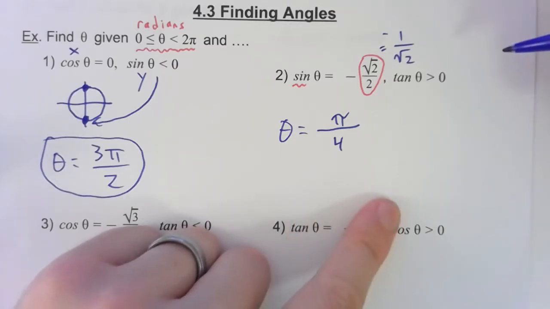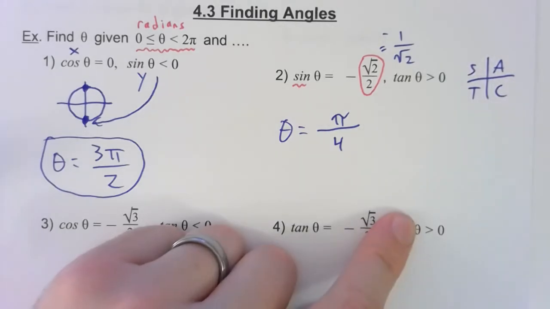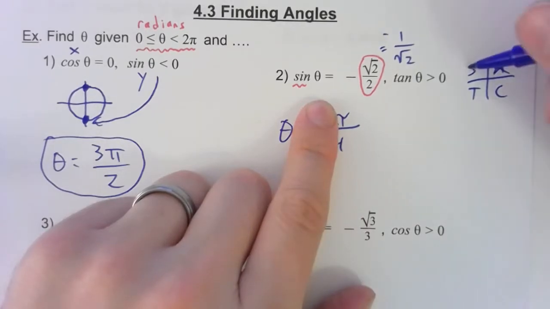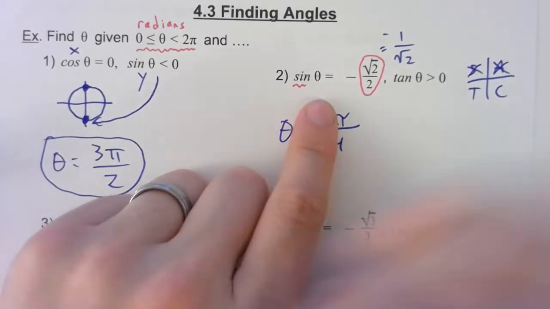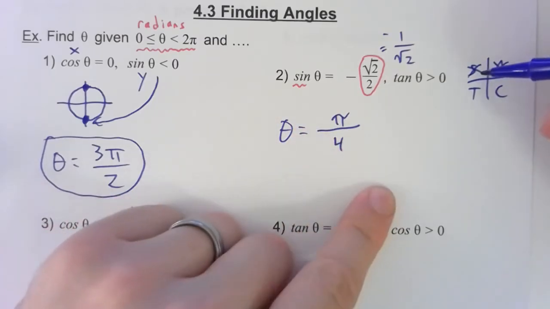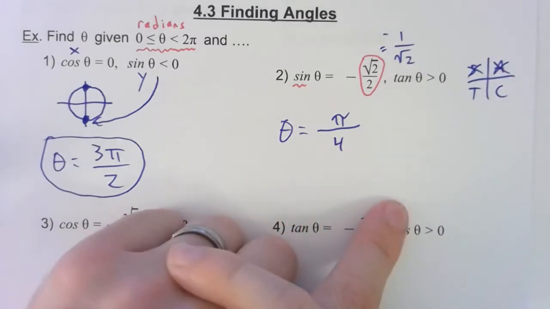Okay, so now we need to do a little bit of detective work. So back to ASTC, again, probably 1,000 times in this class. Well, we know sine should be negative, so let's eliminate the first and the second quadrants. Again, all trig functions are positive in the first quadrant. Sine is positive in the second quadrant. Okay, so for sine to be negative, that could be third or fourth quadrant.